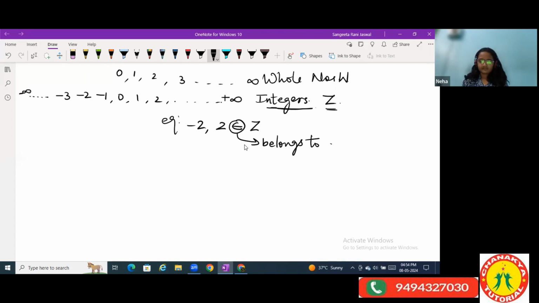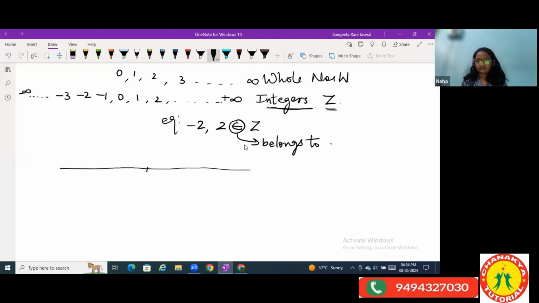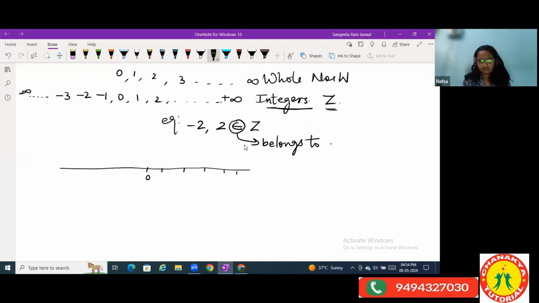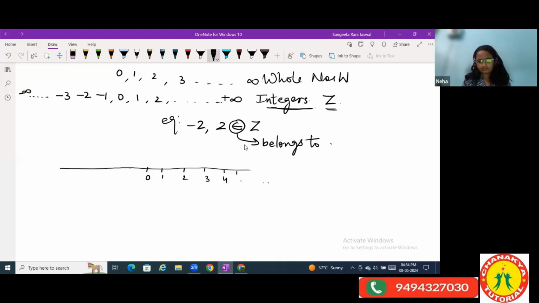Now, how do we represent integers on the number line? Let us suppose we have 0 here. On one side of the 0, we have all positive numbers: 1, 2, 3, 4. On the other side, you have all negative numbers. This is how it is.